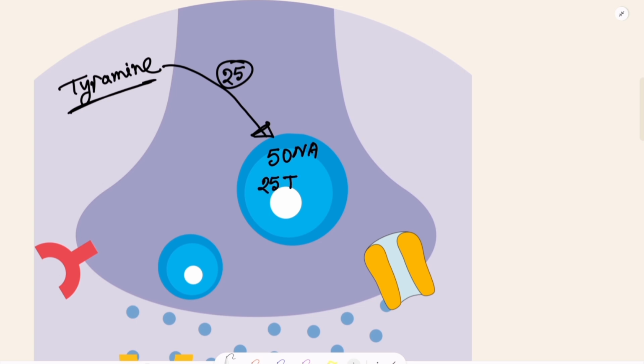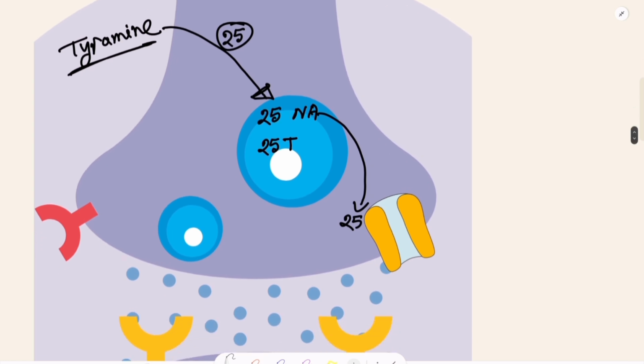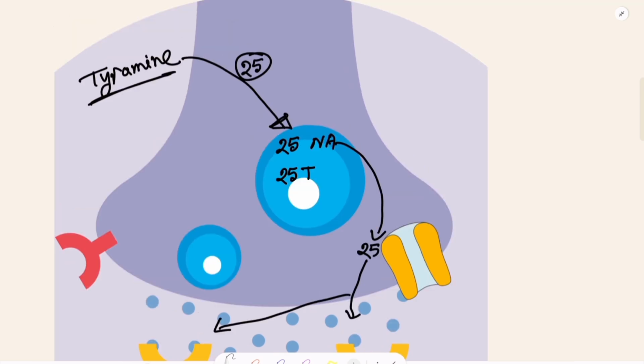Now, the total number of molecules inside the vesicle is 75, but it cannot store 75. So it will displace 25 noradrenaline. So here it will become 25 noradrenaline in the vesicle. And the displaced 25 noradrenaline will act on the receptor and stimulate the sympathetic nervous system. If we give a second dose of tyramine with 25 molecules again, it will again enter into the vesicle. Now this time, it will displace the remaining 25 noradrenaline.